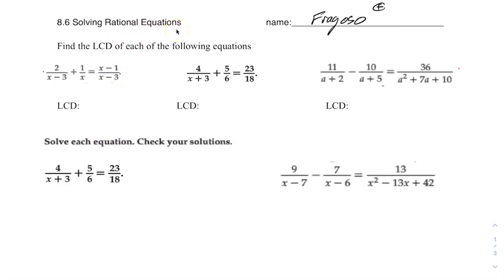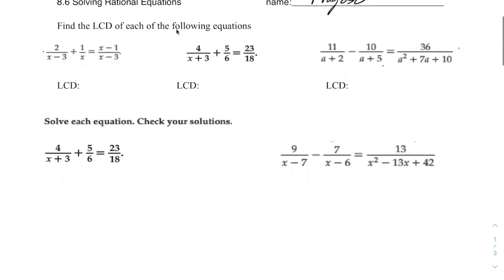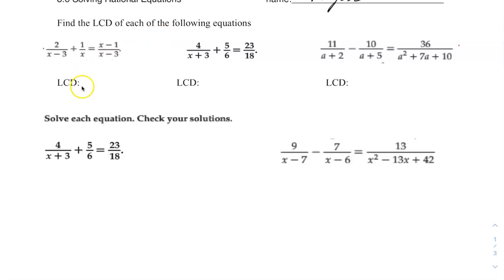8.6 solving rational equations. Let's go through this worksheet. So find the LCD of each of the following equations. Remember, finding the LCD is a lot like finding the LCM. You take one of each, and if there's more than one, you take the highest one. So in the first one, I need x minus 3. There are two of them, both the same power, so x minus 3 would be fine.